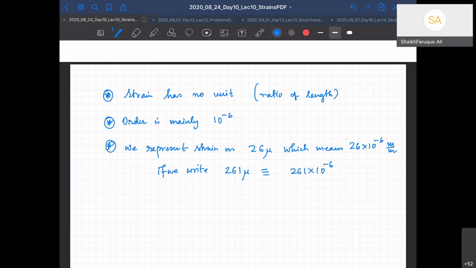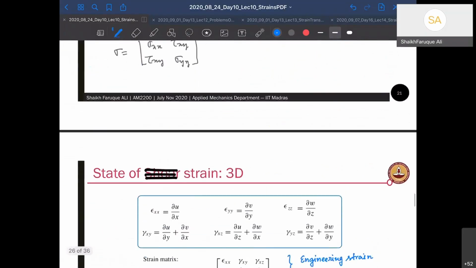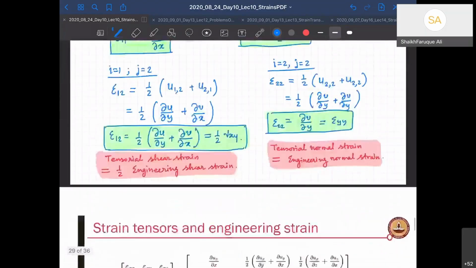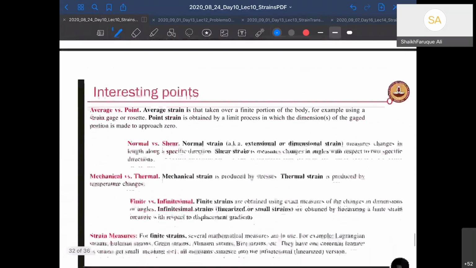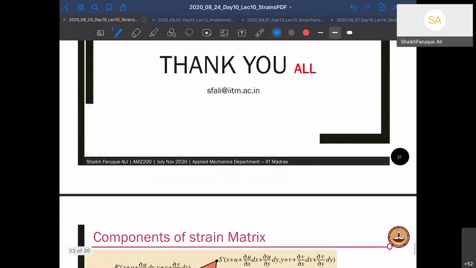Like in stresses, we write 26 MPa. When we write MPa, it means 26 into 10 to the power of 6 Pascal, which is equal to 26 into 10 to the power of 6 Newton per meter square. So these are the standard things, engineering standard things, that are not mathematical. They are engineering standard things because it helps engineers. This is engineers' language. It helps one engineer to understand the language of another engineer. All right. So with that, I'll stop. Thank you very much.